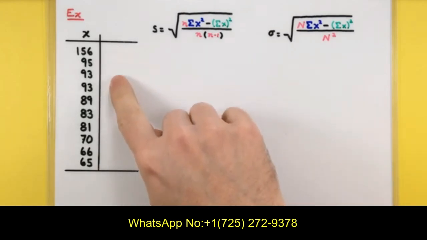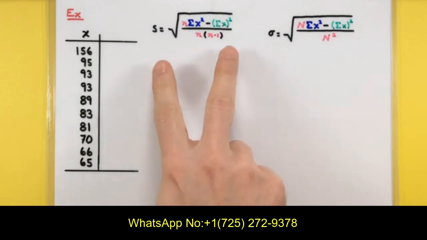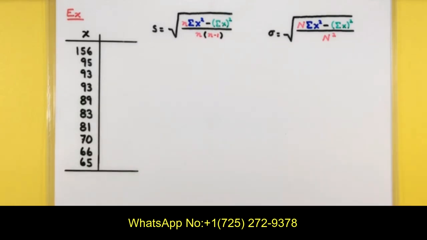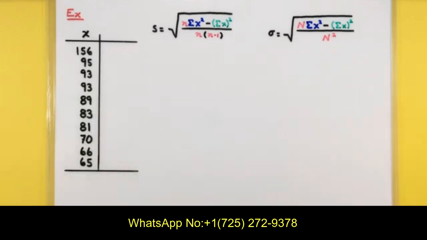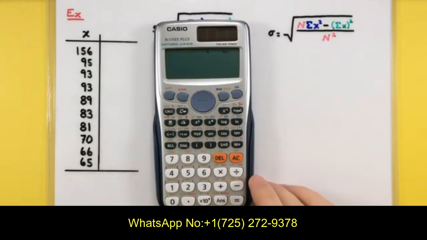So here I have 10 different data points, and we want the calculator to calculate the standard deviation. Now remember, there's two different types of standard deviation. It could be the standard deviation of a sample, or it could be the standard deviation of a population. Now fortunately, this calculator will do either one, but make sure you know whether your data is from a sample or a population before you get too far. All right, so let's get on to entering in that data.